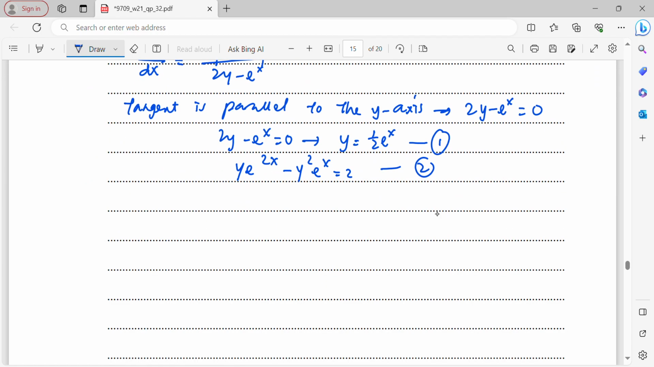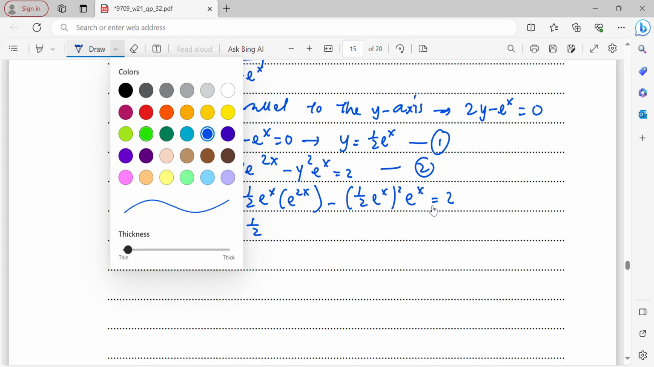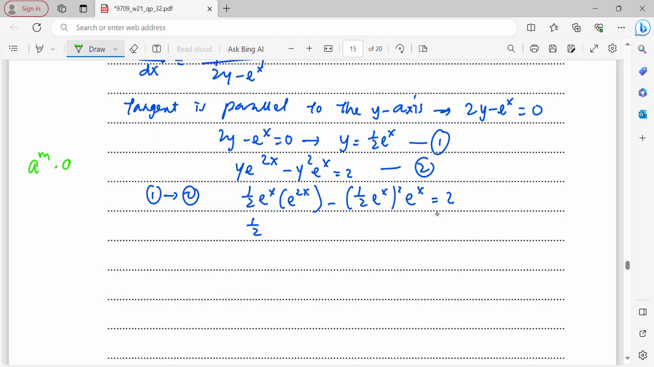So now substitute first into second. So I will replace my y by half e^x. So half e^x multiplied with e^2x, then minus the y is half e^x, then I square it, multiply with e^x and equals to 2. Now to simplify this, we need to use a^m times a^n, which is a to the power of m plus n. Because here, when it is multiplication, that means we need to add the powers. So it becomes e^3x. Then the next one is going to be the square of half, you get 1 over 4.